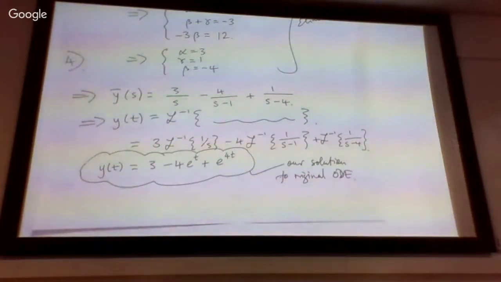So that's our first run through that problem of solving a differential equation using the Laplace transform method.